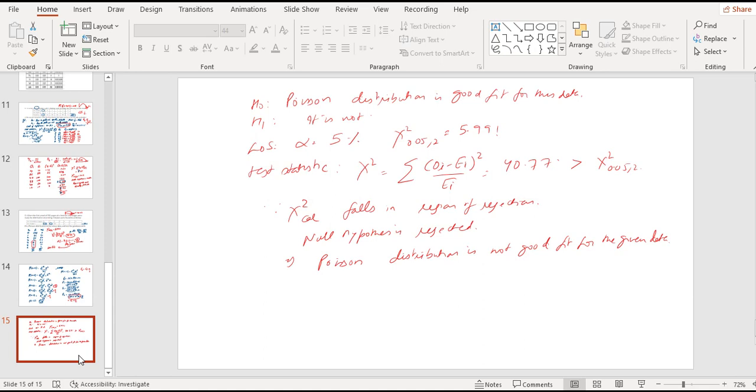So I hope you get an idea of how we can use the chi-square distribution. In most cases the long question is framed from this particular topic, so you will get an idea of how to solve it. But of course a calculator is very much required to perform this kind of calculation. Here we have used a calculator as well as Excel, but in the examination you have to make use of a calculator only. So try to practice this problem.